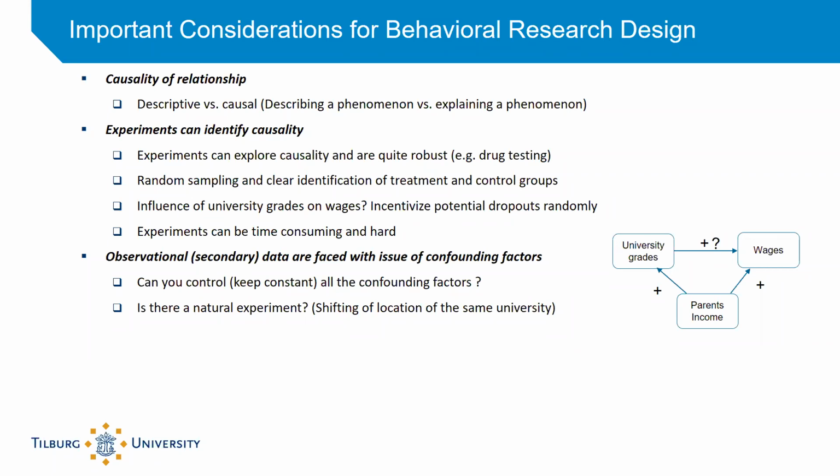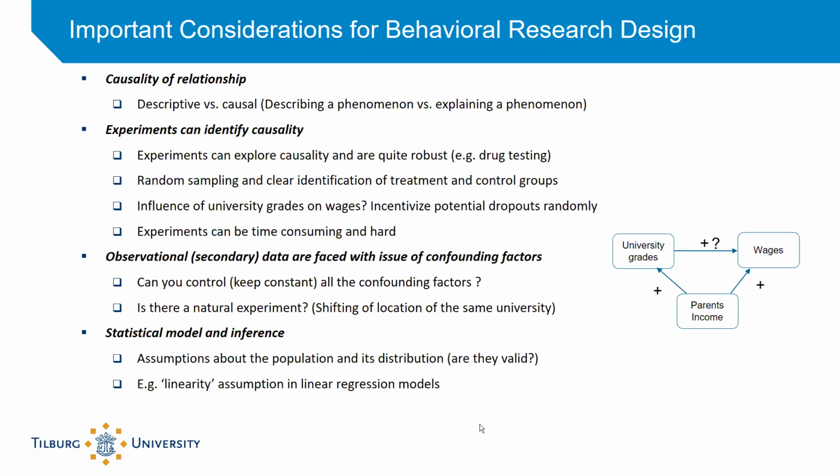The other way to think about it is, is there some sort of a natural experiment that can be used to mimic an experimental setup? For example, if a university is shifting locations from one location to another, it's a really nice natural experiment, especially if the location choice is very random. You can use these small changes in policies and small changes in external circumstances to create small natural experimental settings.